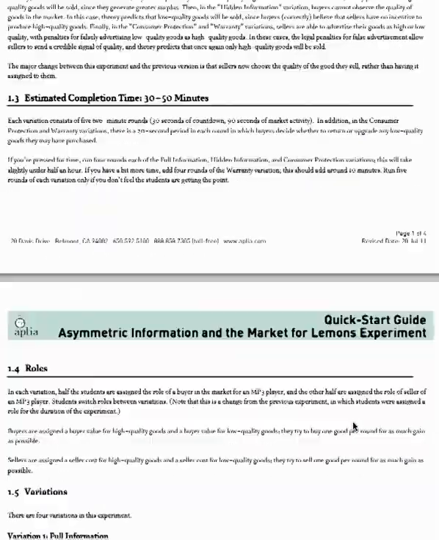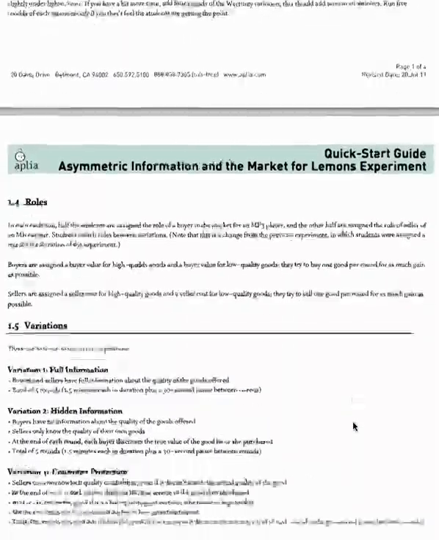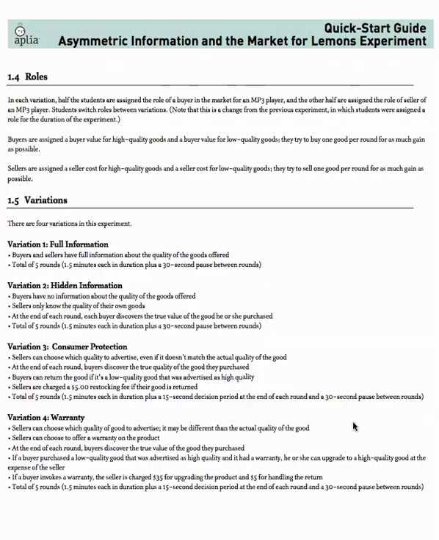But for now, I think students are starting to get a better feel for what's going on. So here is a look at the roles. In each of the variations, half the students are going to be assigned the role of a buyer in the market for the MP3 player. The other half assigned the role of seller. Students switch roles between variations. And note that this is a change from the previous experiment, in which students were assigned a role for the duration of the experiment. There wasn't any way I could control that. This time I'll be able to control that.